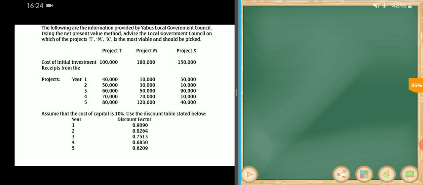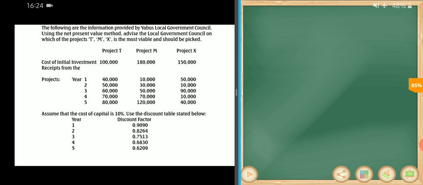So you tell the local government to accept the project. But in this question, you are given 3 different projects. So when you are given 2 or 3 projects, they want you to compare between those projects. So you calculate for project M, calculate for project X.